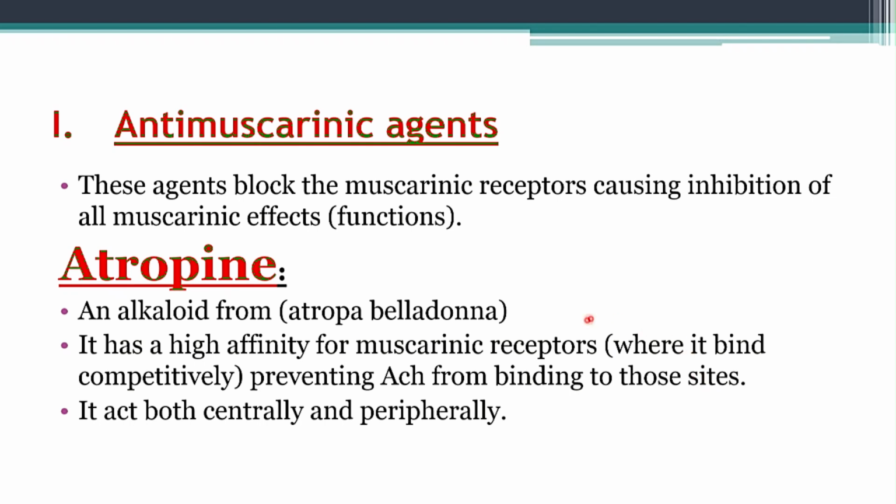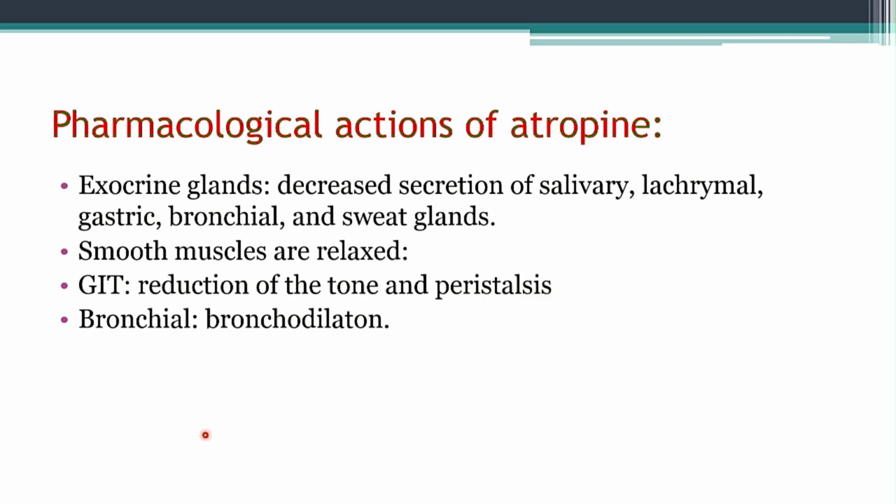We shall discuss in some detail the anti-muscarinic drugs or agents. These agents block the muscarinic receptors, causing inhibition of all muscarinic effects or functions. The prototype of this group is atropine. Atropine is an alkaloid from Atropa belladonna, which is a plant. It has a high affinity for muscarinic receptors, where it binds competitively, preventing acetylcholine from binding to these sites. It acts both centrally and peripherally.